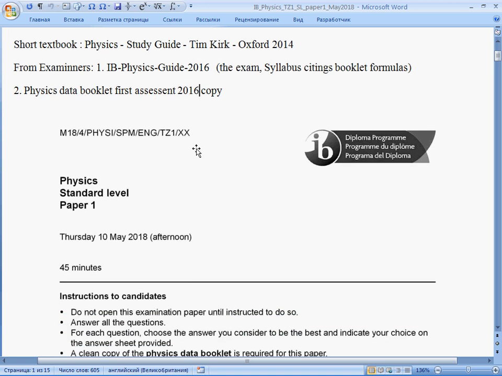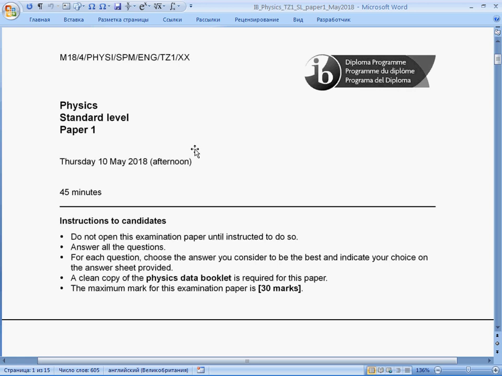Let's look at the cover page of the exam. It lasts for 45 minutes. It has 30 questions and 30 marks.